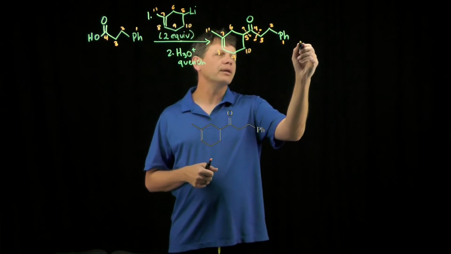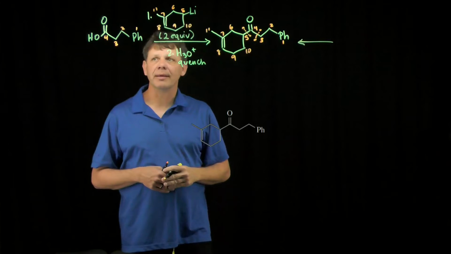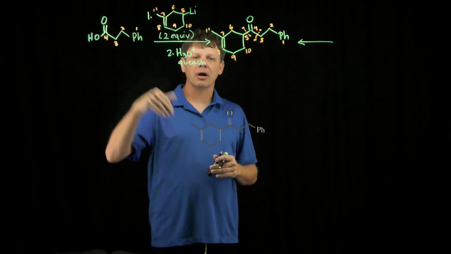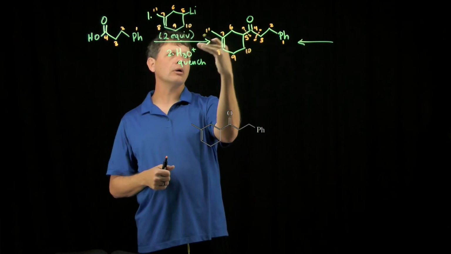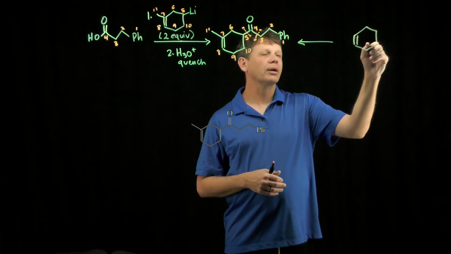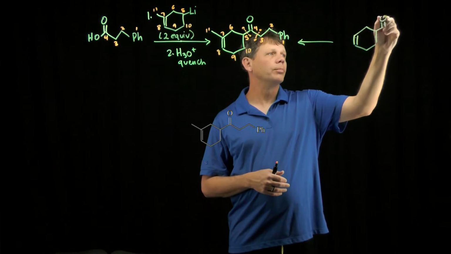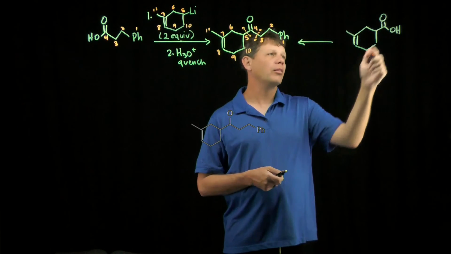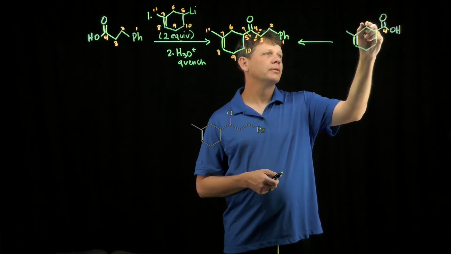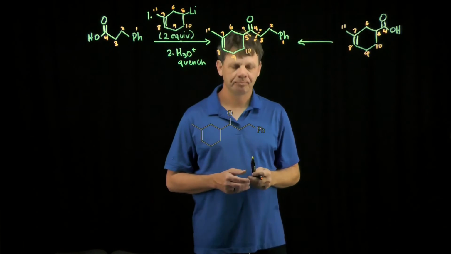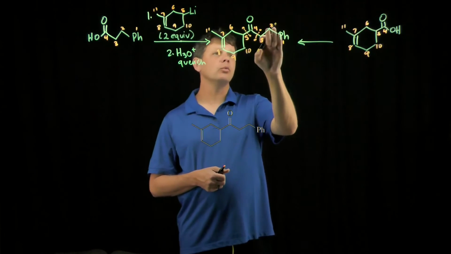Now, what's the other way we can do it? Essentially, we're going to flip. Instead of having carbon 4 through 1 be the carboxylic acid, we're going to have carbon 4 through 11 be the carboxylic acid. And so the carboxylic acid we draw here would be this one. Decorate the molecule, number the carbons, gives us that.